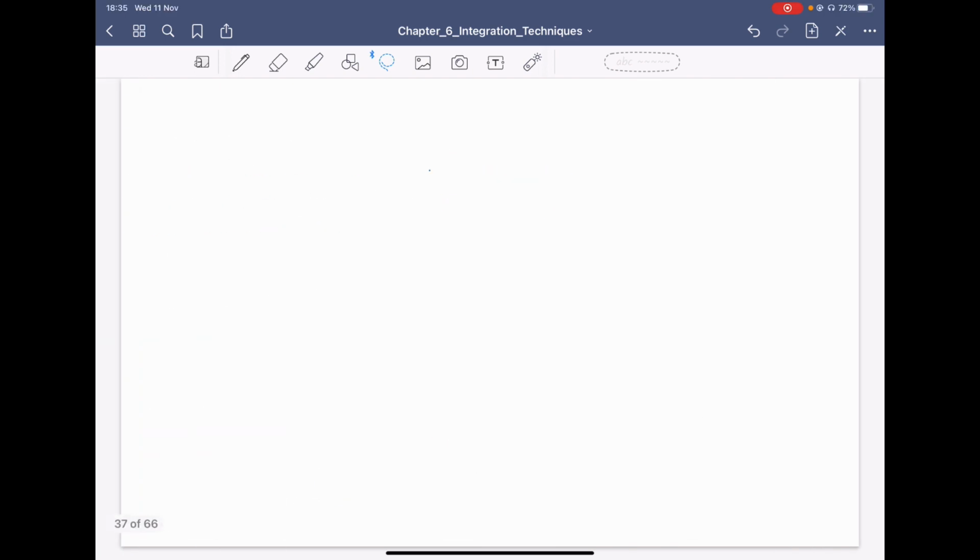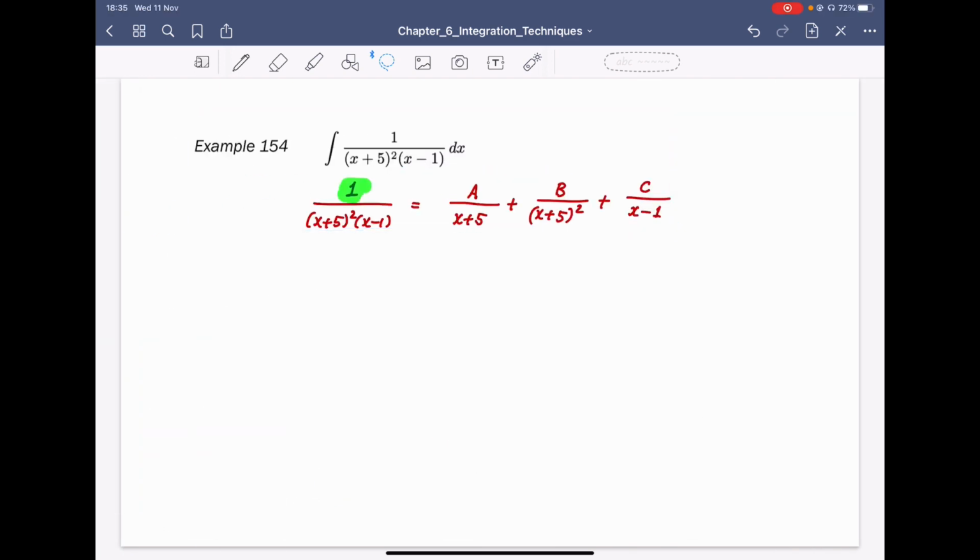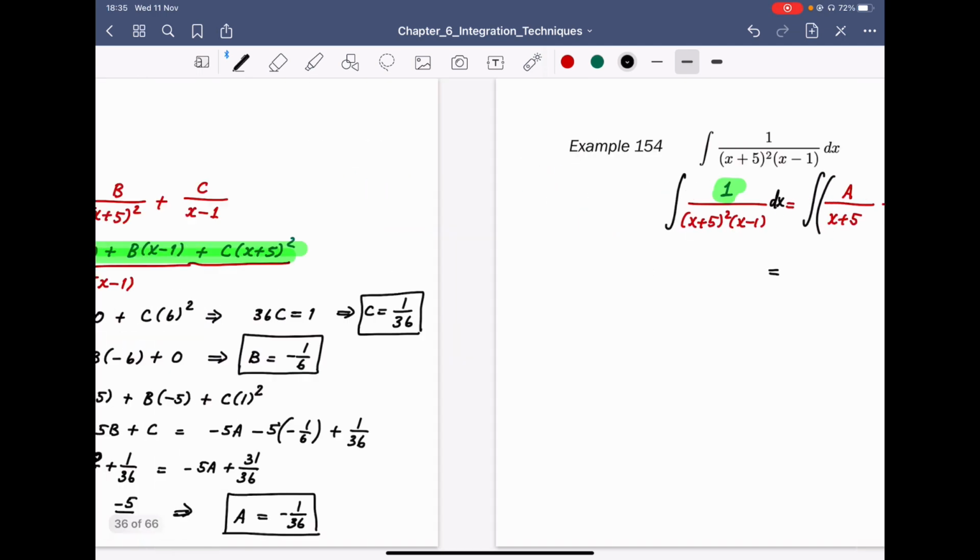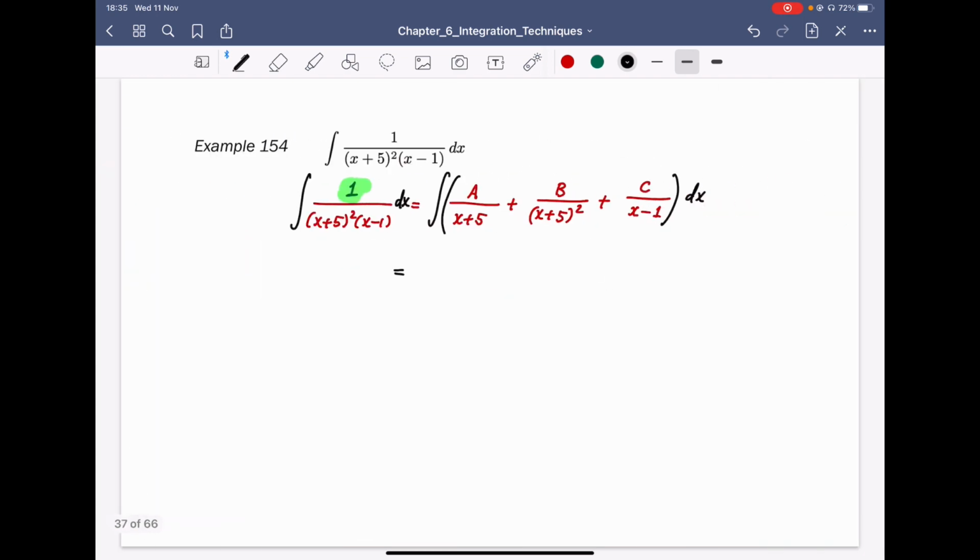Then I'm gonna paste it on the next page here. So we want to integrate this thing dx. So that means we need to integrate this thing dx. Well, because I already computed A, which is going to be negative 1 over 36. So I have negative 1 over 36.